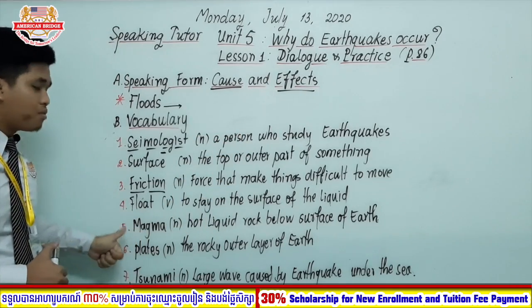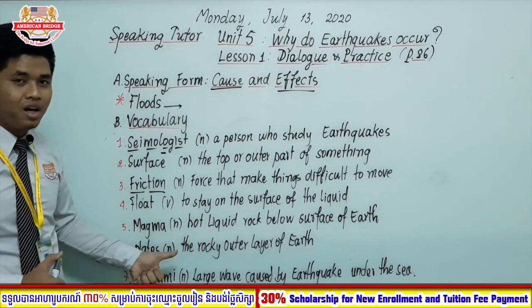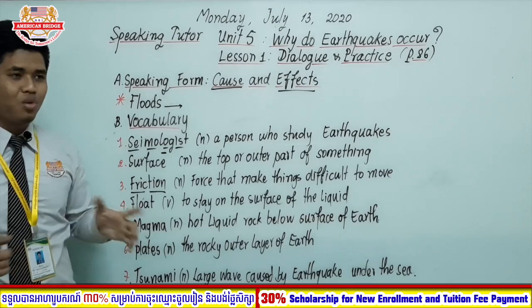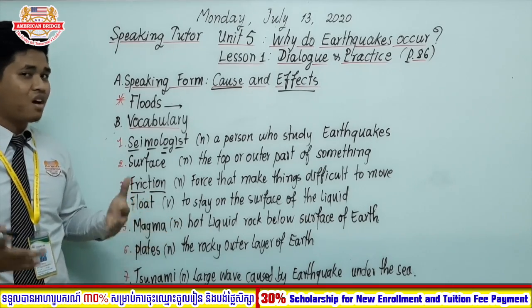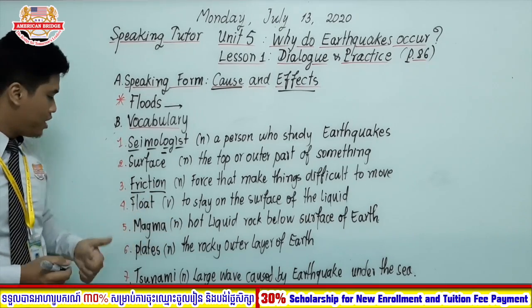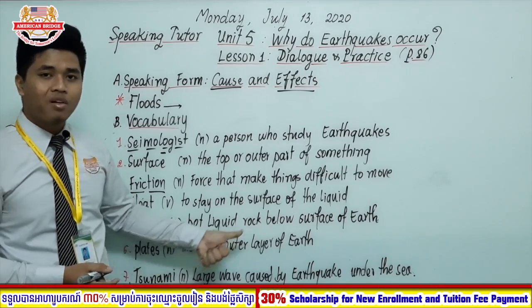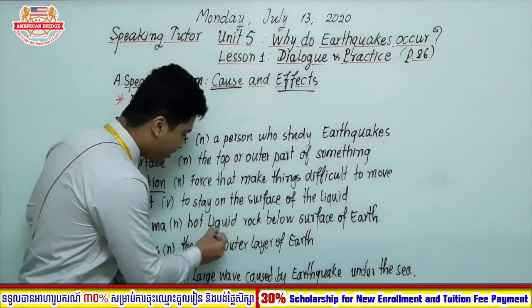Number 5, which is magma. Magma. You might feel familiar with this word from your geography class. Okay. Magma refers to a hot liquid rock. You might be confused by this word.